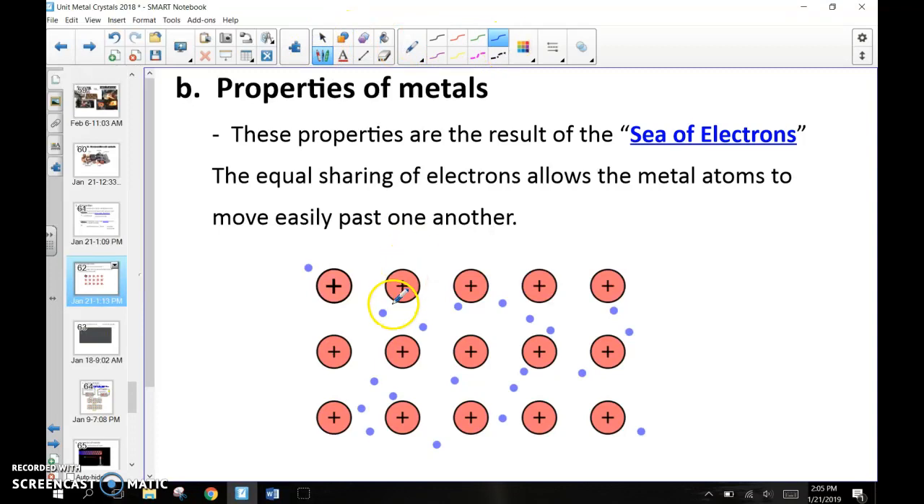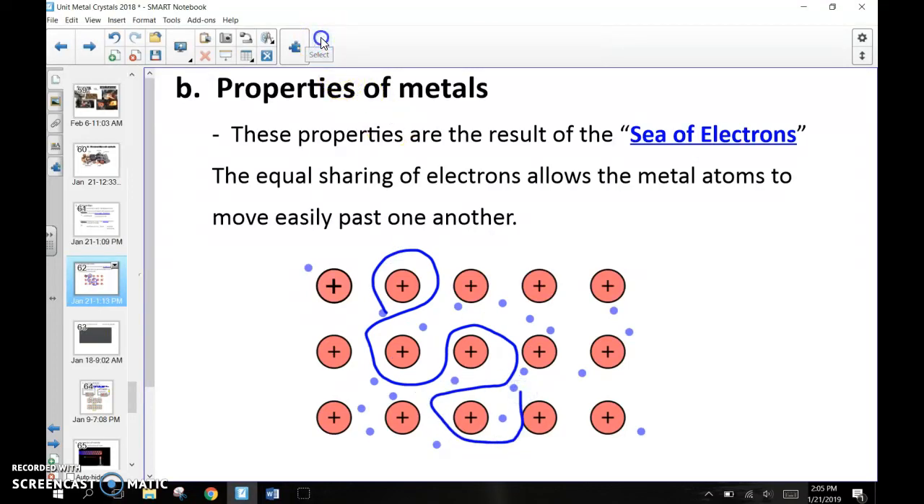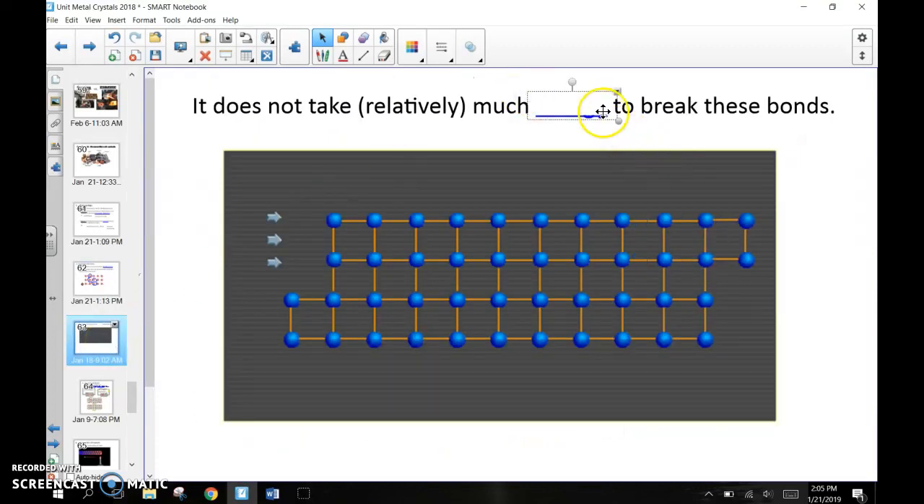So all of these electrons, they can move around here and go around back there, this way, and do that. Why is this important? Well, because it allows these atoms to move wherever they would like. Go there, it can go there. Because they have the sea of electrons, it does not take very much energy for those bonds to break. There we go. Not a lot of energy.